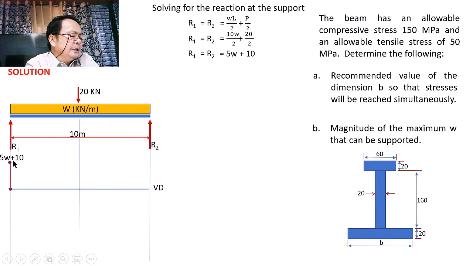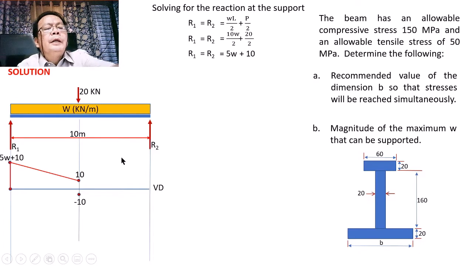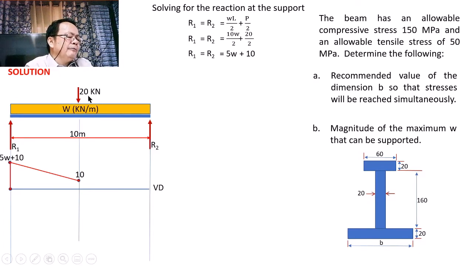We expect that it will be connected by a vertical line. Then, at the midspan, it will be reduced by 1/2 of W. Therefore, itong 5W will be eliminated, and what will remain is a value equal to 10. This will be connected with a straight line that is down to the right. Then, afterwards, we shall have a weight of 20 kilonewton. Therefore, it will be deducted by 20, and it will become negative 10. It will be connected by a line that is directed downward, representing the magnitude of this 20.